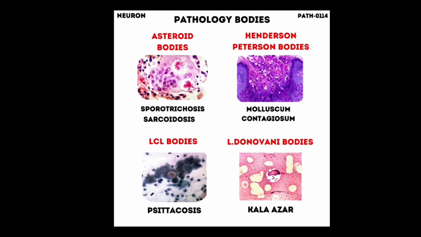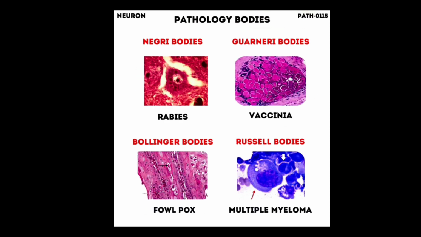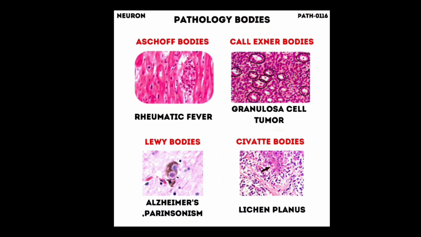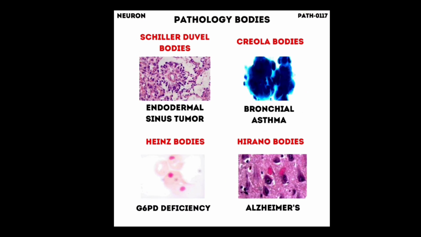Asteroid bodies in sporotrichosis and sarcoidosis. Leishman-Donovan bodies are seen in Kala-Azar. Henderson-Paterson bodies are seen in molluscum contagiosum. Negri bodies in rabies, and Guarnieri bodies in smallpox. Bollinger and Borrel bodies in fowlpox. Russell bodies in multiple myeloma. Aschoff bodies in rheumatic heart disease. Call-Exner bodies in granulosa cell tumor. Lewy bodies are seen in Alzheimer's disease and Parkinsonism. Heinz bodies are seen in G6PD deficiency.